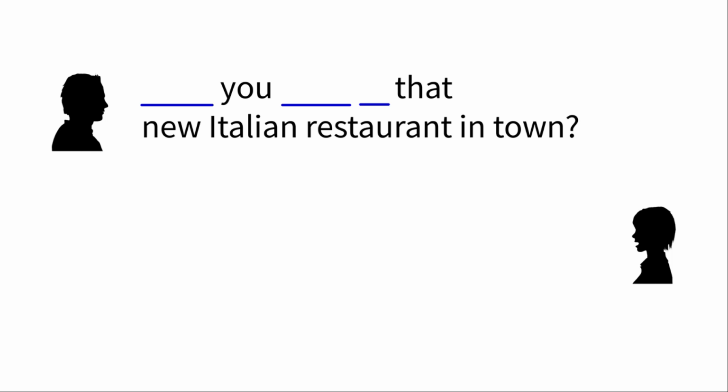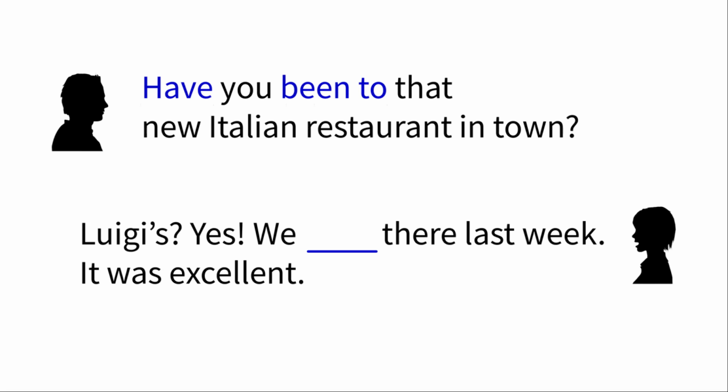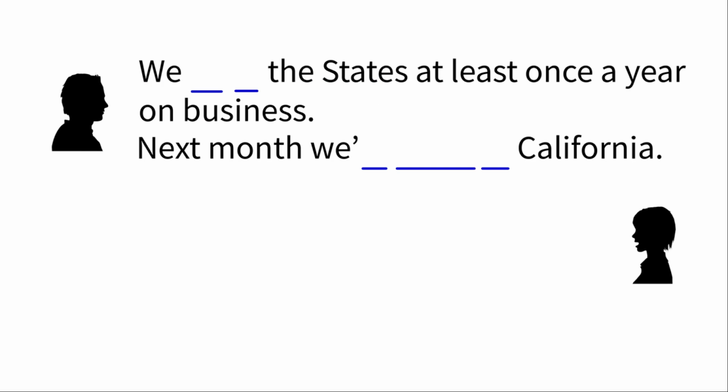That new Italian restaurant in town? Have you been to that new Italian restaurant? Luigi's, yeah. We there last week. Okay, last week. We went there last week. We the States at least once a year on business. Okay, once a year. This is the present tense. Visit or we go to. We go to the States at least once a year on business.